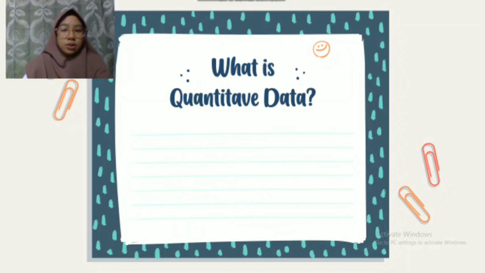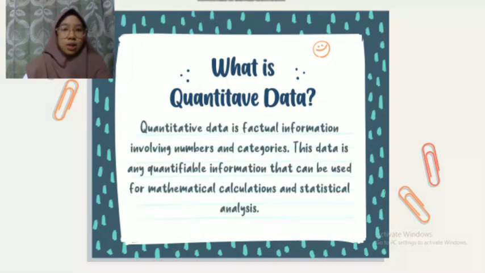What is quantitative data? Quantitative data is factual information involving numbers and categories. This data is any quantifiable information that can be used for mathematical calculations and statistical analysis.